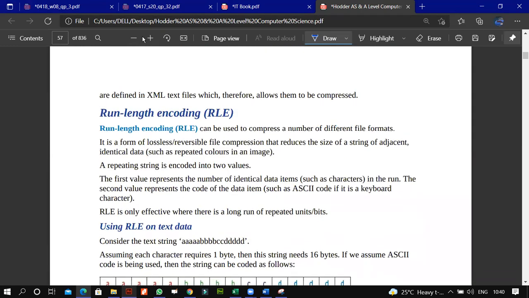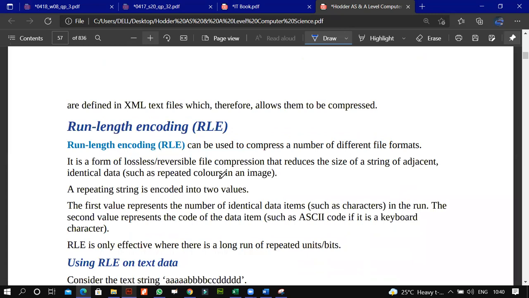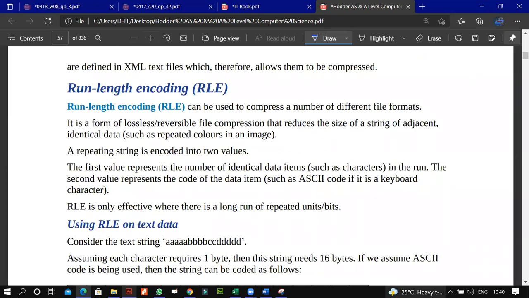Run length encoding. We did not discuss that. I'm going to discuss this with you. This is why I'm revising, because I want each and everything to be discussed properly. So run length encoding is one of the ways that you can compress an image. How does it work? It's a very good way.